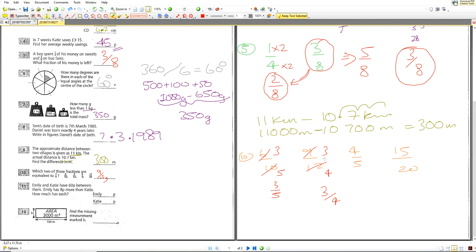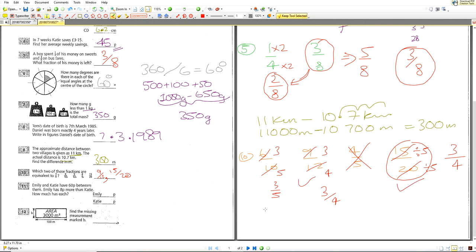4/5, well, I can't really cancel that one down, and that's not really going to be equivalent to 3/4. So it's definitely not that one. 15/20. Now 15 and 20, they both divide by 5 as their highest common factor. So let's divide them by 5. Divide that by 5, that gives you 3. Divide that by 5, that gives you 4. And that's another fraction that gives you 3/4. So the other one is 15/20. So that's good. And that's good.